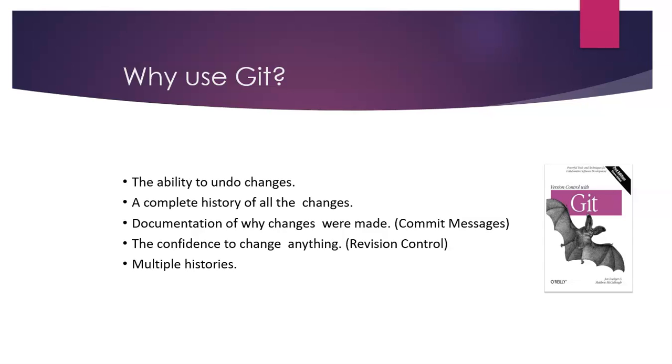Why should we use Git? Well, we can undo our changes. When we make a mistake, we can roll back. We have a complete history of every change we make. We can document why we made these changes using commit messages. And we have the confidence to change anything. Additionally, there can be multiple histories through a feature called branching.